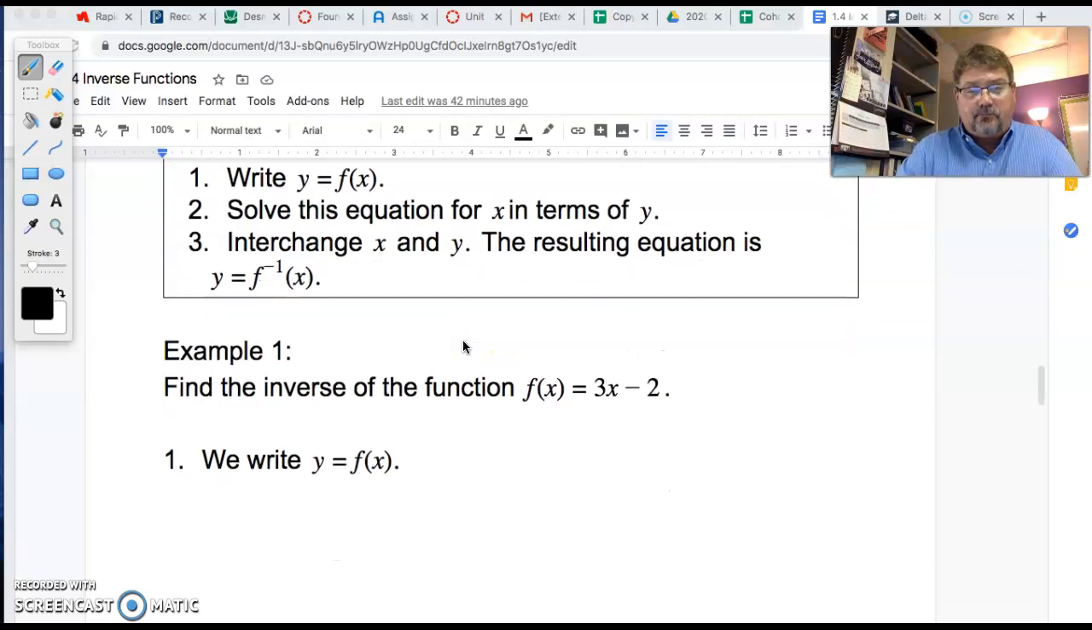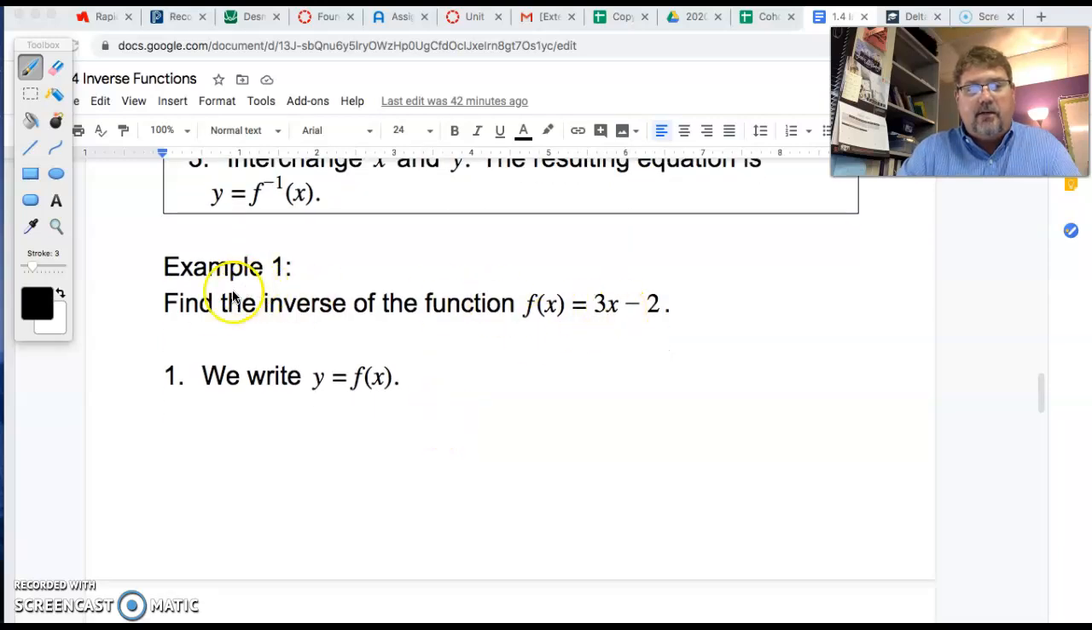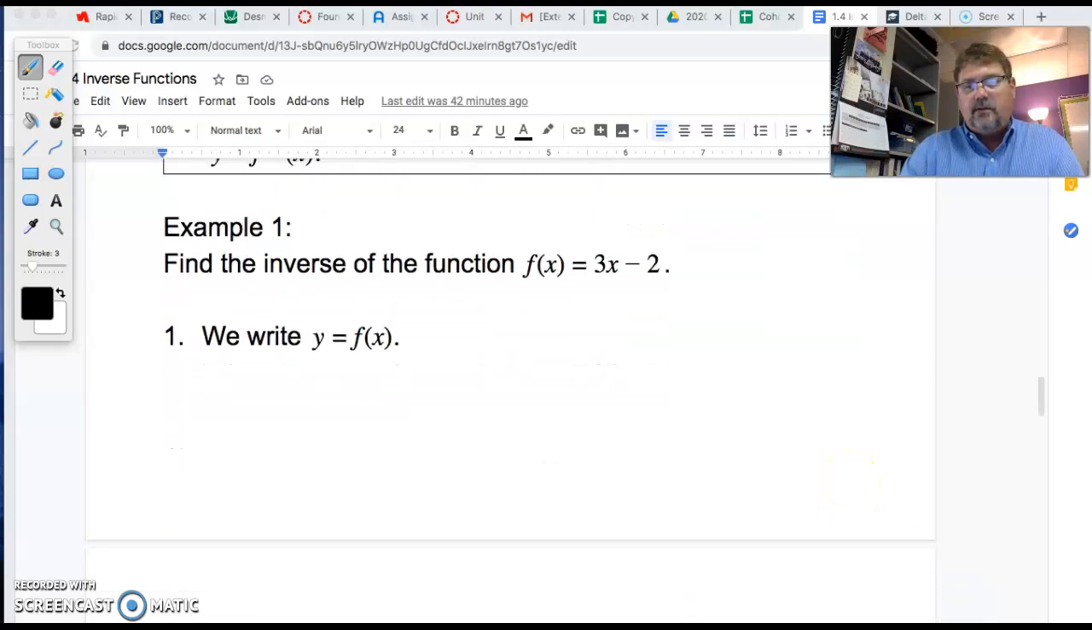I'll fill these in later. I'm going to start with this one right here. Our very first function is a linear function. We know that that's one-to-one. So let's go to work, and I'll pull up the notepad and we'll go step by step. We're going to use the 1, 2, 3 steps.